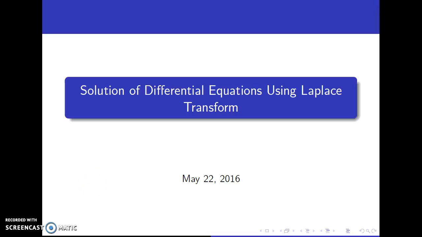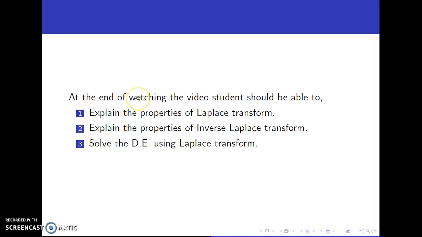In today's video session, we are going to discuss the solution of differential equations using Laplace transform. After watching the video, the students will be able to discuss some properties of Laplace transform, explain some properties of inverse Laplace transform, and try to solve the differential equation using Laplace transform.